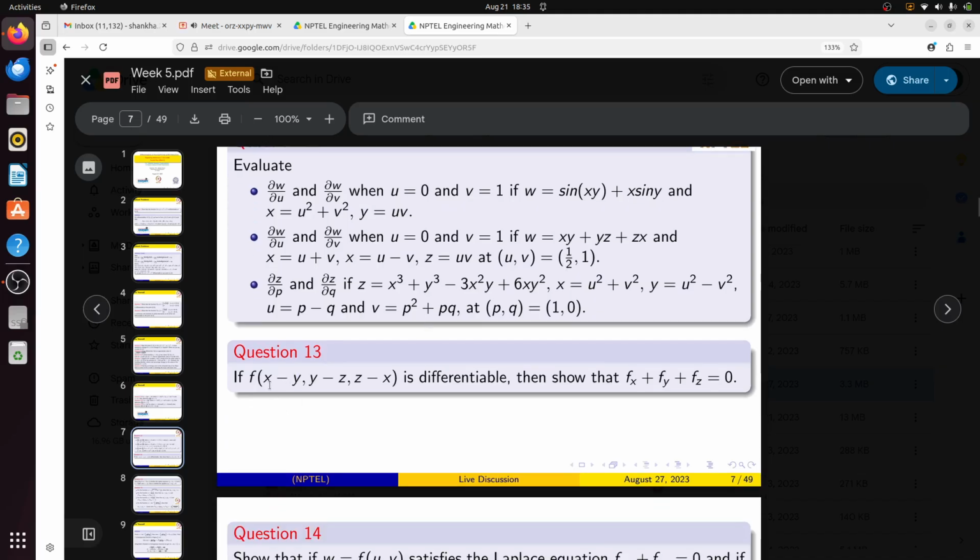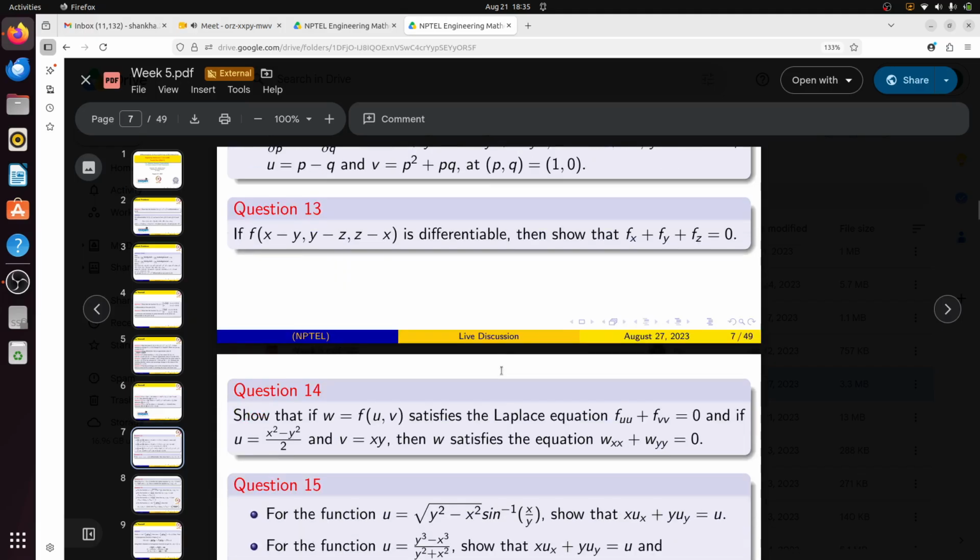Question 13 is a very easy question. If f of x minus y, y minus z, z minus x is differentiable, then show that fx plus fy plus fz equal to 0. So this is also, you replace x minus y, y minus z, z minus x as u, v, w, you take fu, fv and fw, the partial derivatives, and you can easily get that this zero condition holds.